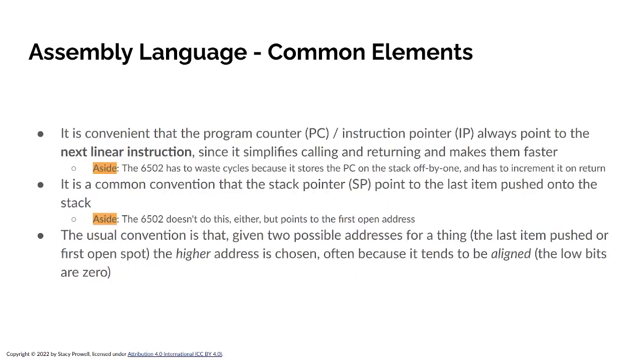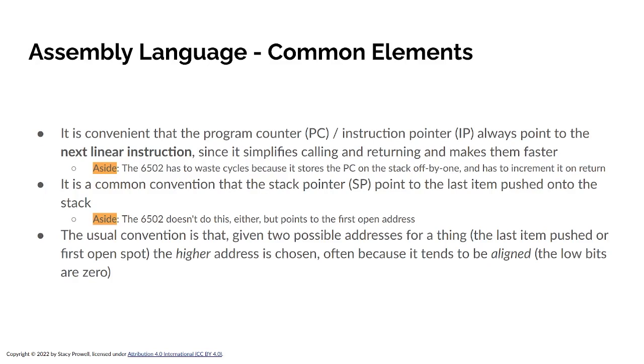It's convenient that the program counter always points to the next linear instruction because that simplifies calling and returning. If it always points to the next linear instruction and I hit a jump, I just replace the value. If I hit a conditional jump, I only replace the value when I want to go somewhere else. Otherwise, I'm already pointing to the next instruction. Very simple and very easy. When I call something, I just store the current value, load the new one in the instruction pointer, and go there. When I return, I come back to the next instruction because that's where our IP was. It just makes life easier.